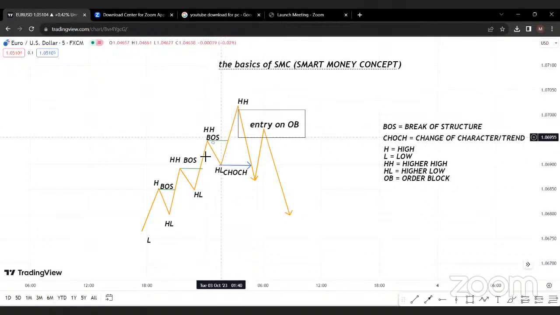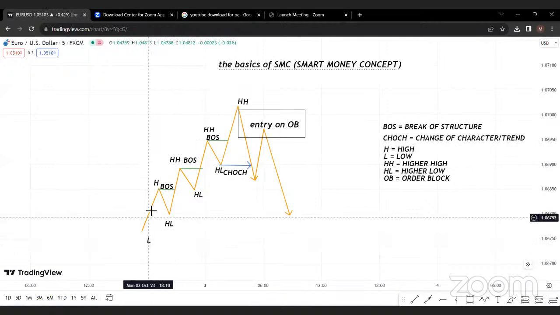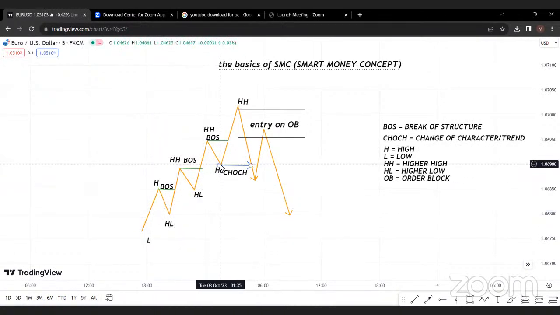So the key point is when to understand the market has changed or shifted its direction. The market has changed its trend or changed its character, which is known as change of character, as you can see here, or simply the change of trend. The immediate point where the change of trend has happened is known as a change of character.